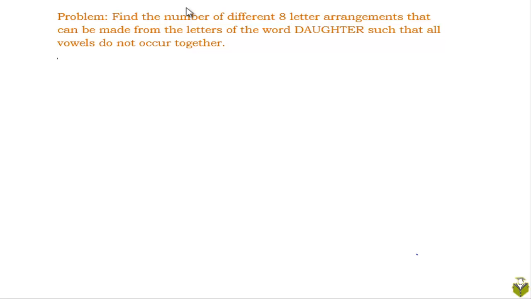Let us look at this question, which I expect you to solve actually. Find the number of different 8-letter arrangements that can be made from the letters of the word daughter again, but such that all the vowels do not occur together. So that's the only difference here from the last question, that the vowels do not occur together.